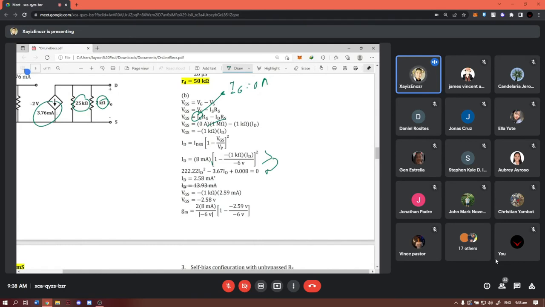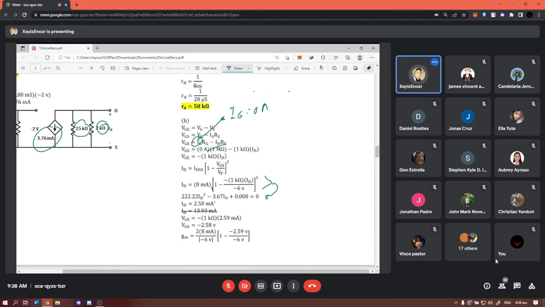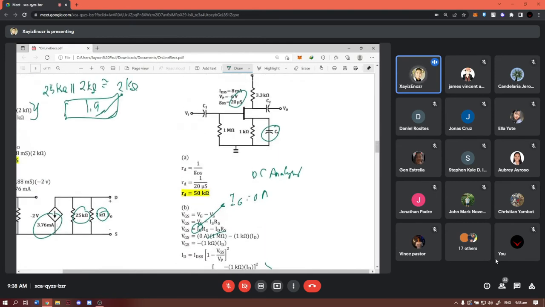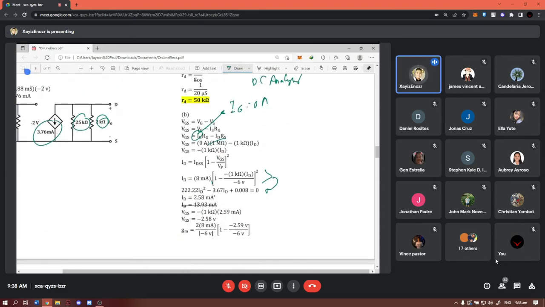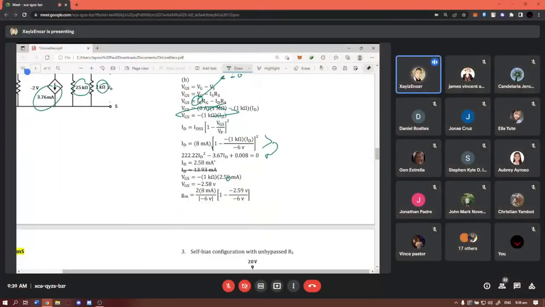So, ano bang rule natin pag meron tayong dalawang ID? Titignan natin yung value ng IDSS. Kailangan hindi siya lalagpas sa IDSS. Since ang IDSS natin is 8 milliamperes lang, we can now cancel out yung 13.93 and take the value of ID as 2.58 milliamperes. Therefore, finding natin yung ID, we can now substitute yung ID doon sa ating VGS. So VGS therefore is negative 1K times 2.58 milliamperes. Therefore, we have negative 2.58 volts as our VGS.